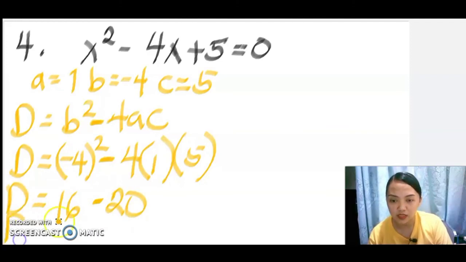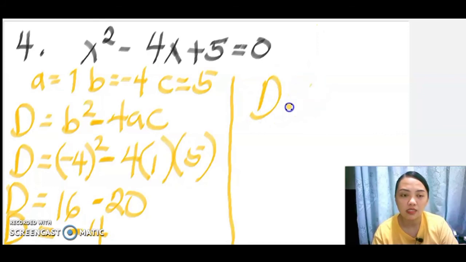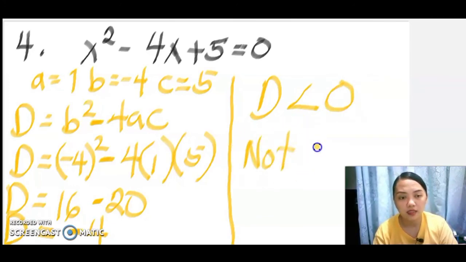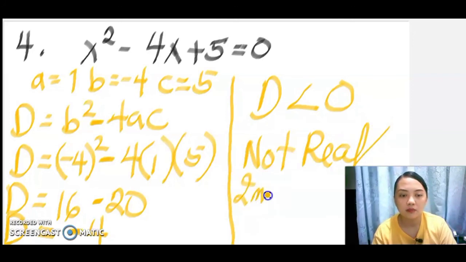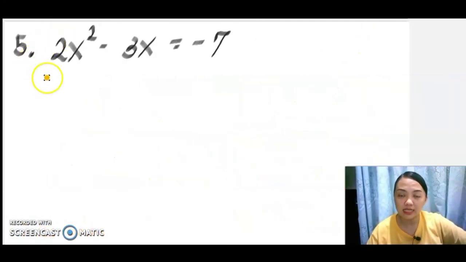So, what is the value of D? 16 minus 20. So, the answer is negative 4. Okay. So, as you can see, D is less than 0. Negative number siya. So, ibig sabihin, ang nature of roots niya is not real or imaginary. O, slash na lang natin. Slash imaginary. Okay? Okay. So, last example na tayo.